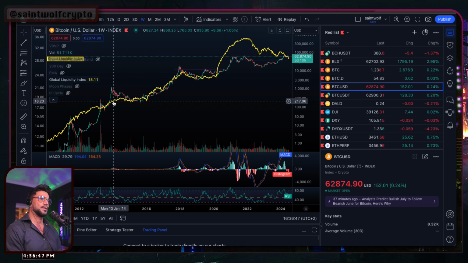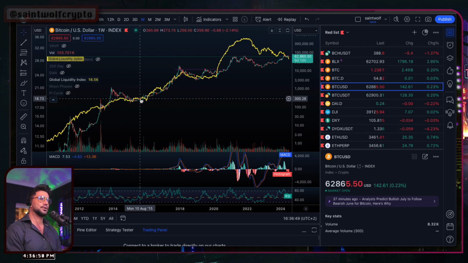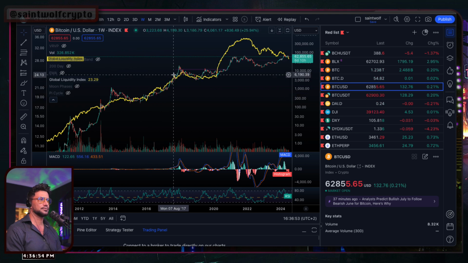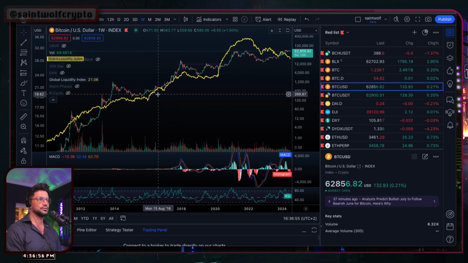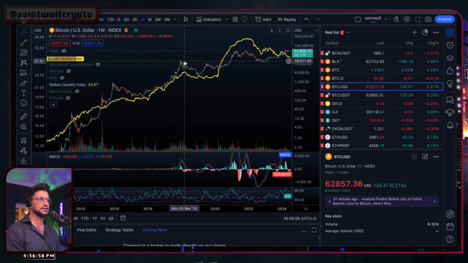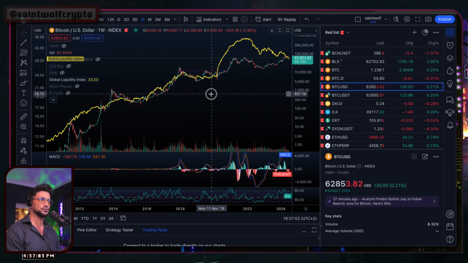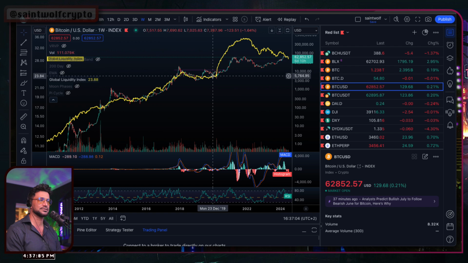So they moved up, liquidity stabilized, it wasn't going up as much, Bitcoin stabilized. You see these peaks that are going up. You see the same thing happen here. The GLI was increasing. We had a peak above it, and then Bitcoin came back down to catch it again and moved its way down while GLI was stabilizing and consolidating again.